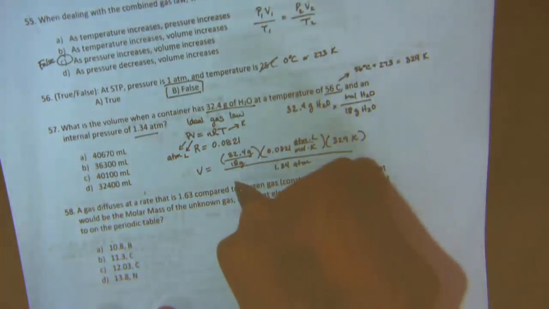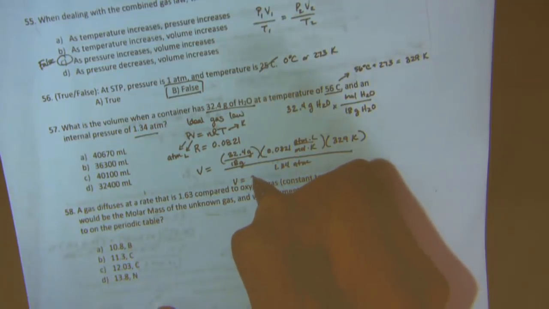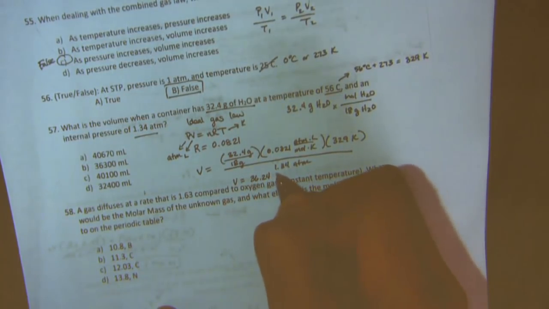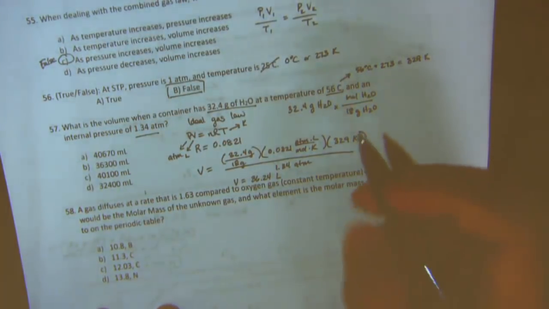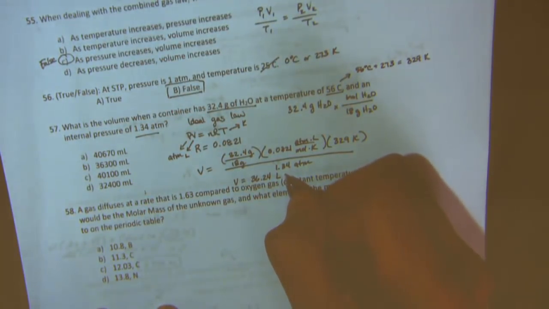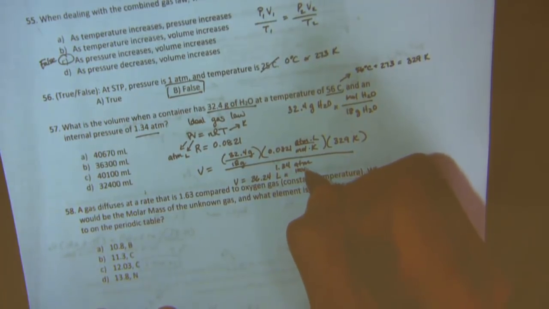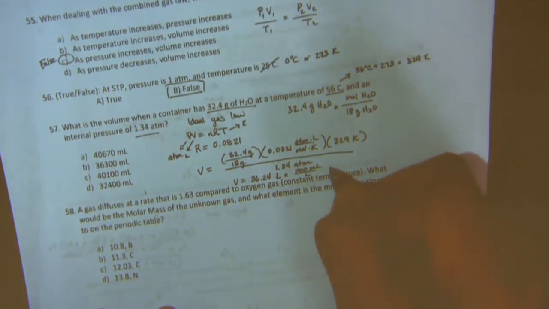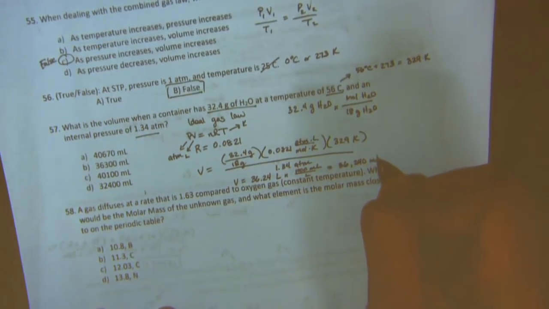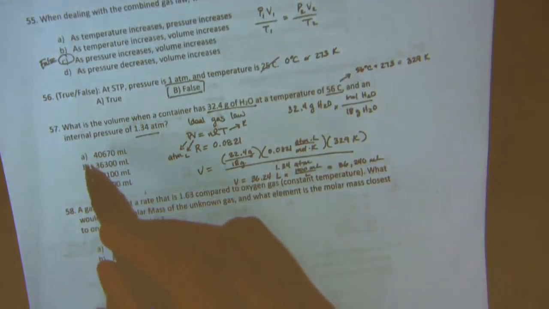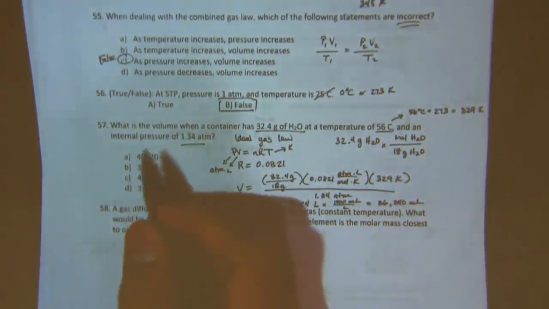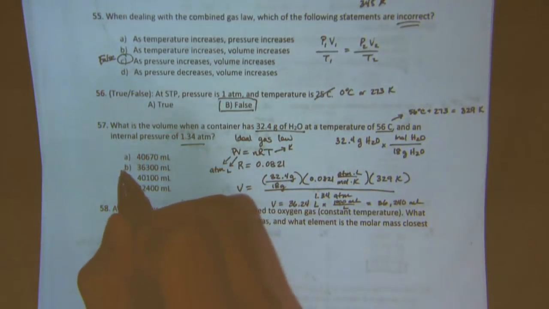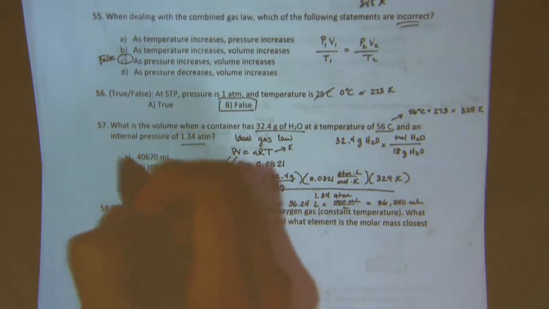So when we get our final volume, we would get 36.24 liters, but our answer choices are in milliliters, so what do we have to do? We have to multiply by a conversion factor. So we have 1,000 milliliters per liter. That would give us an answer of this. And this answer is a little bit different than the choices given here, just because of significant figures, which we'll go over in a sec. But our answer choice should be B.